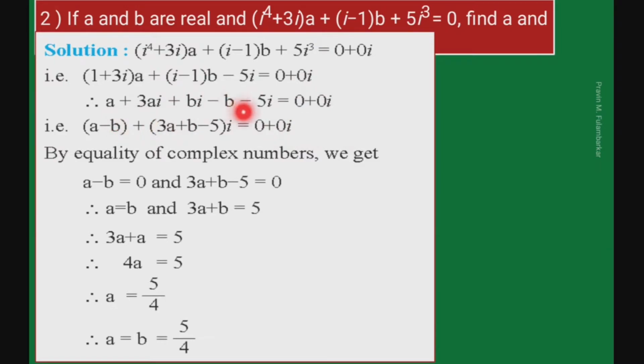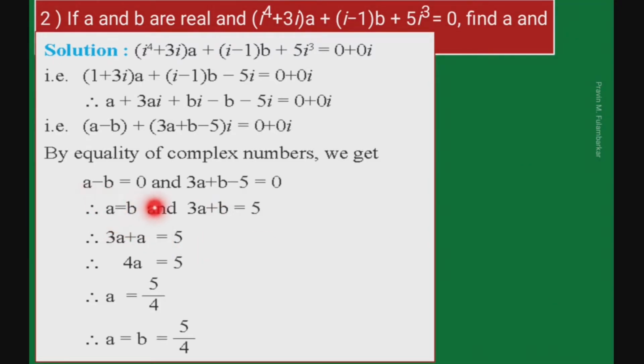Now we collect the real part here. So a is real, this b is real. So we write in one bracket a - b, which is real, then 3ai, bi, and -5i. These three terms are imaginary, so we take i common. So we write here 3a, here b, and this -5 in one bracket, and we take i common. Now we compare this real part with the real part of RHS, that is by equality of complex numbers we get a - b = 0 and 3a + b - 5 = 0.